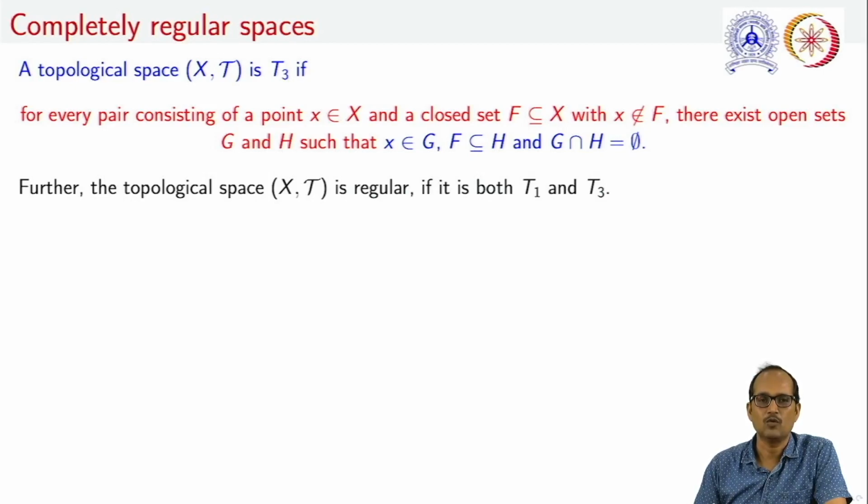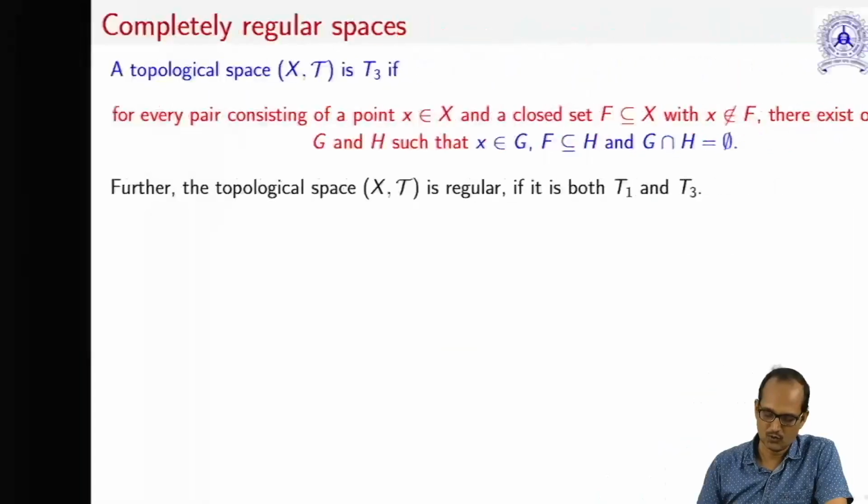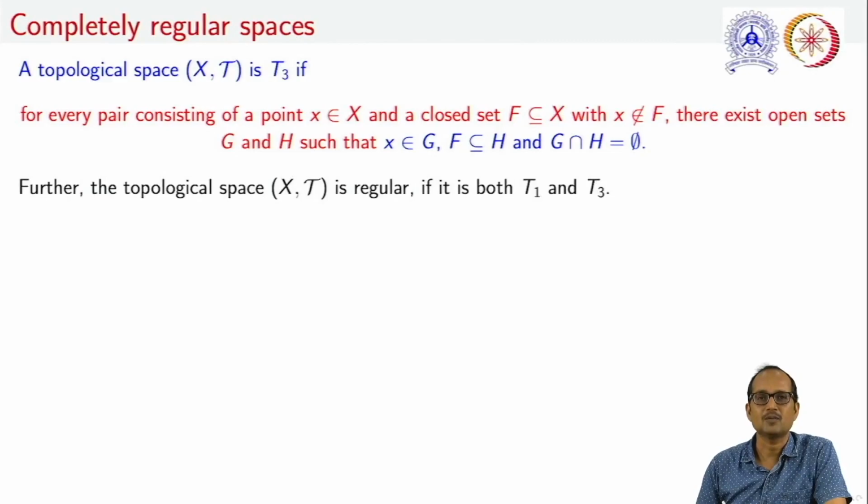The idea is that here we are discussing the separation of a point from a closed set by using open sets. A natural question comes. Similar to the case of normal spaces, where we have seen by the Urysohn lemma that separation can be made by using continuous functions, the question is, can we separate a closed set from a point by using a continuous function?